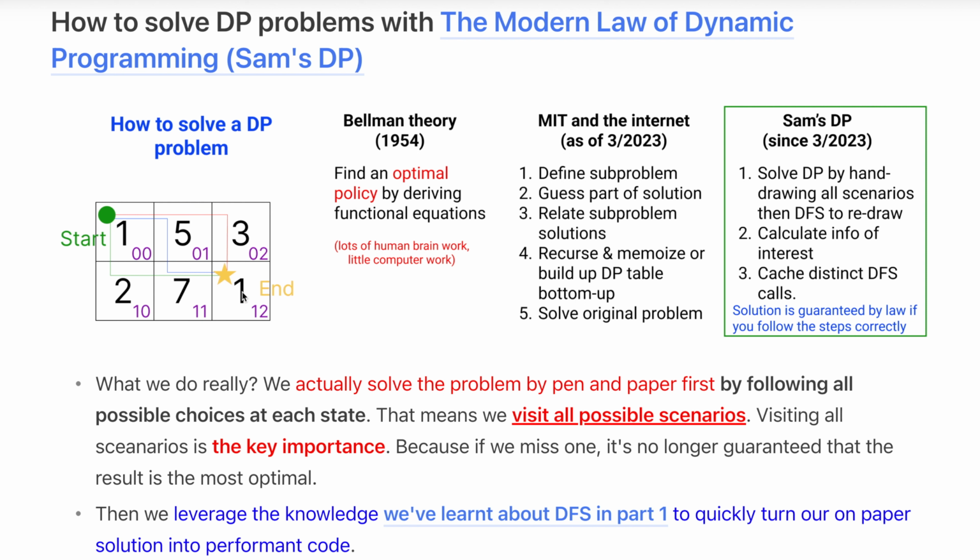Here we have 3 paths, and those 3 are all possible scenarios that we can travel. And we already know the blue path collects the most gold. After solving the problem with pen and paper, we then leverage the knowledge we have learned about depth first search in part 1 to quickly turn our on-paper solution into performant code.